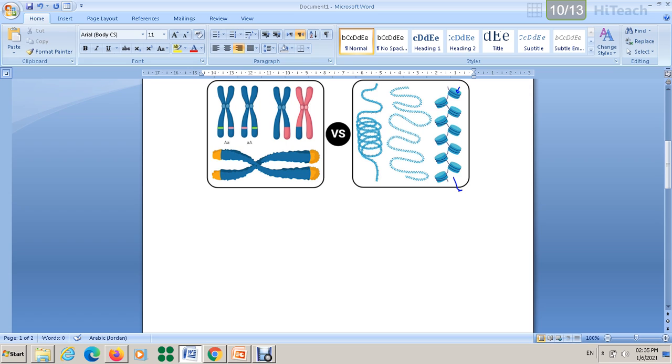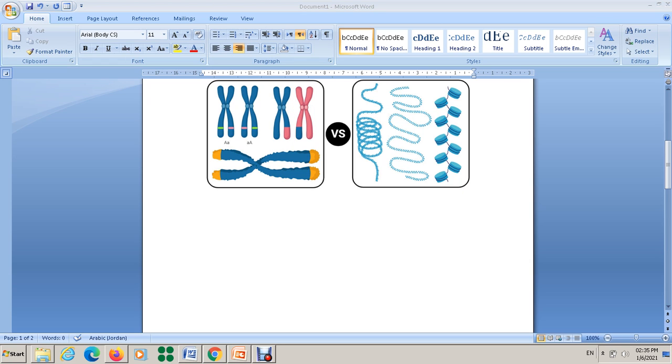Then it will be copied to make the X-like structure here, and as you see, when this X-like structure makes copies, they are held in the center by what? A centromere, and each side part of this is called what? It is called a chromatid, and these are two sister chromatids.